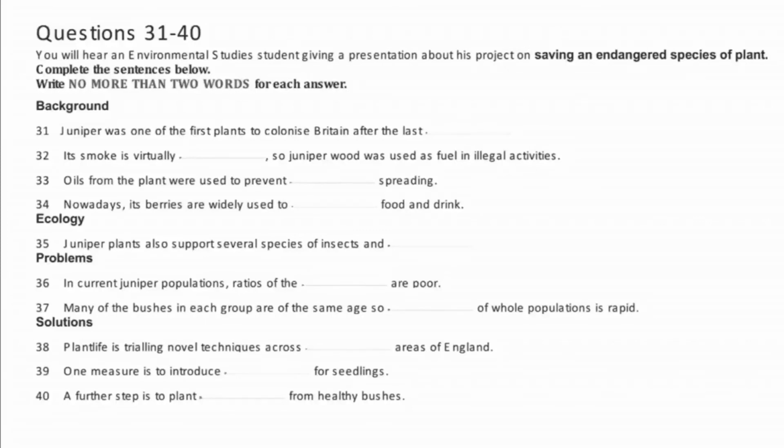A further measure is that in areas where colonies have all but died out, numbers are being bolstered by the planting of cuttings which have been taken from healthy bushes elsewhere. Now, I hope I've given a clear picture of the problems facing this culturally and ecologically valuable plant, and of the measures being taken by Plant Life to tackle them. If anyone has any questions, I'd be happy.